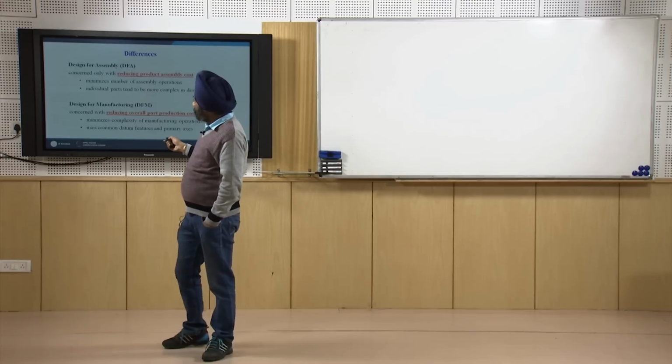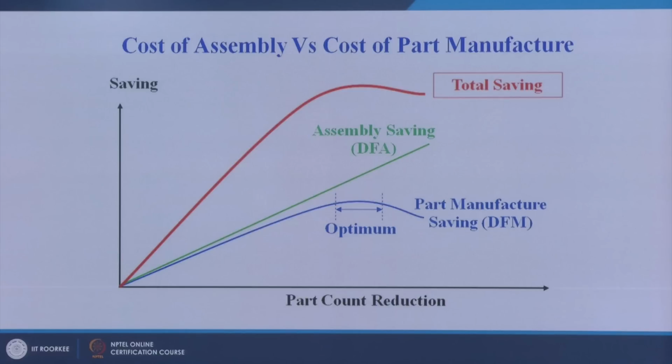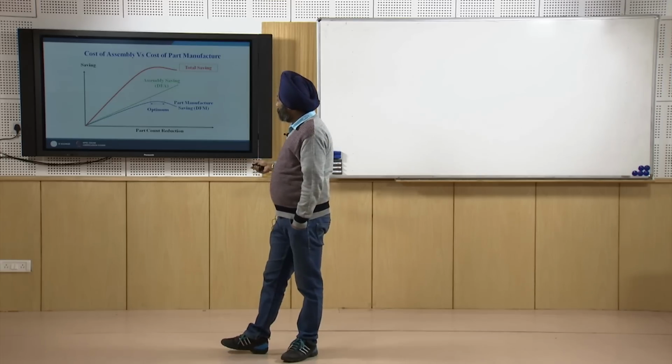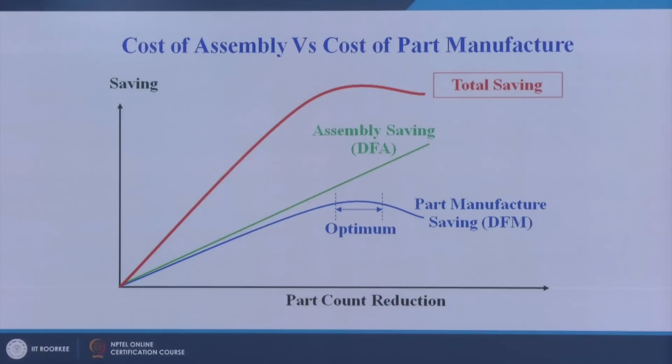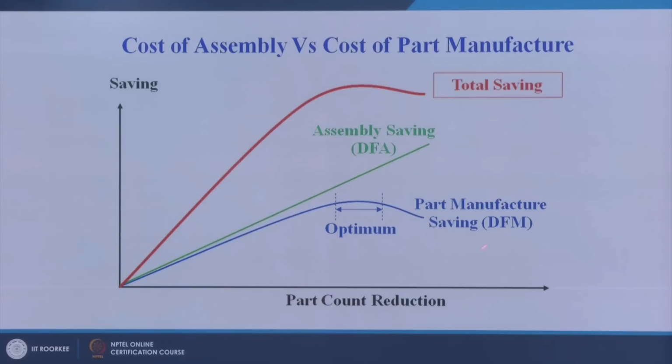What is the difference between design for assembly and design for manufacturing? This is the cost of assembly versus the cost of part manufacture. This is important. Here you can see that when the part count is reduced, your green line shows your savings in the assembly operations. So when your part count is reduced, you will save money because your assembly will become easier. You have to assemble fewer parts. Similarly, for part manufacturing savings, when your parts reduce, you will also save some money.